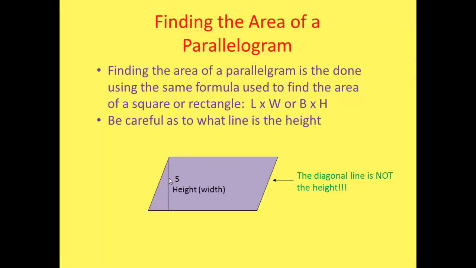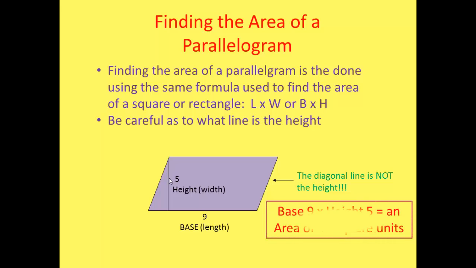So the height of this parallelogram is 5, and the base is 9. So if you fill those numbers in using the formula length times width or base times height, you get 9 times 5, which is equal to 40 square units.